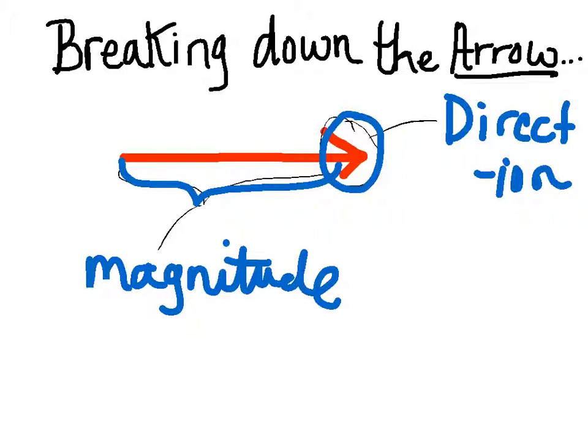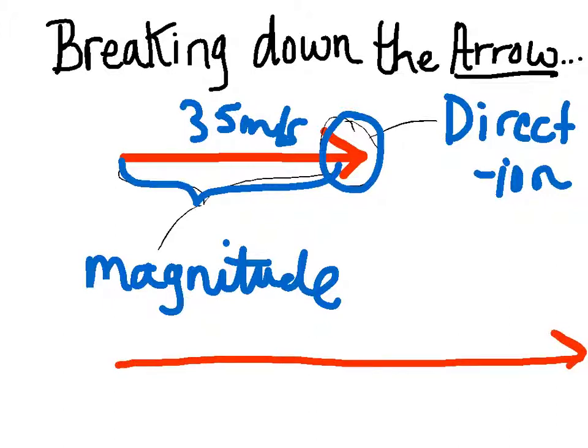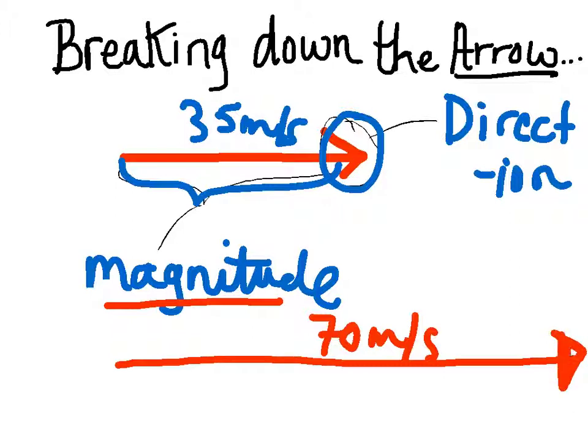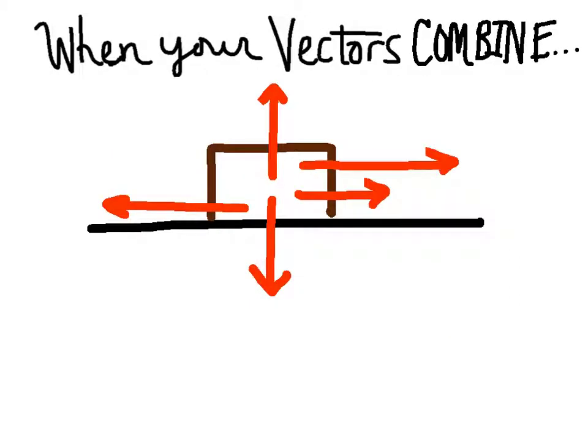So I could have a vector that was 35 meters per second and directed toward the east. Or I could have a vector that was, say, 70 meters per second and headed to the east. The magnitude is generally indicated by the length of the vector arrow, and the direction, no surprise here, is generally indicated by the head of the arrow.